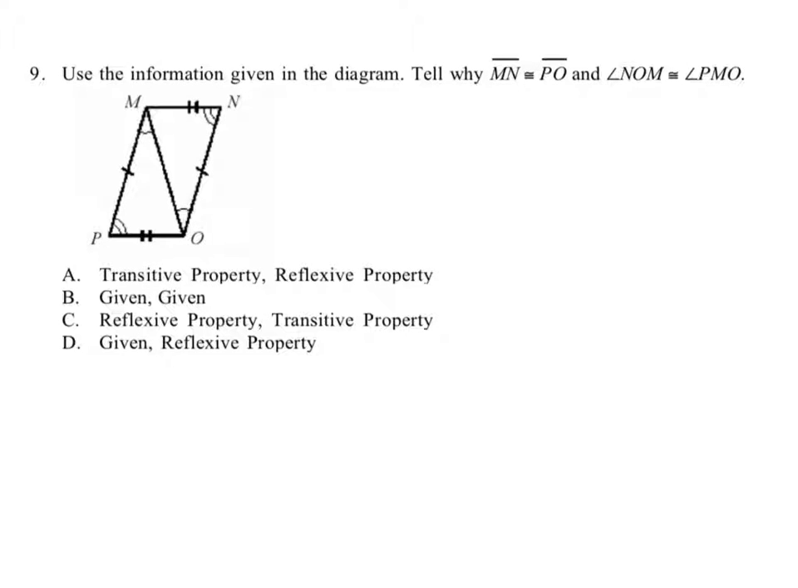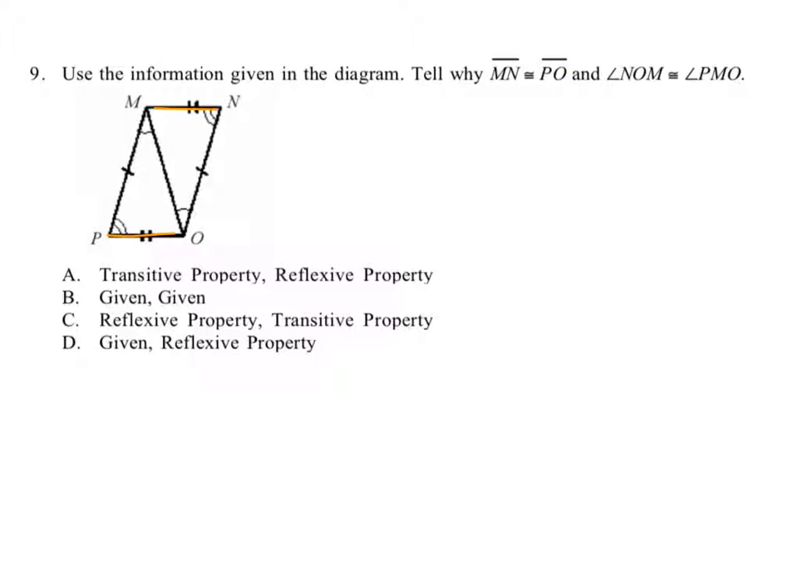Okay, use the information given in the diagram. Tell why MN is congruent to PO. MN, which is up here at the top, is congruent to PO. Well, you can see that it's got the segment marks already on it, which means that they're giving us that information. So for the first part, why is segment or side MN congruent to side PO?